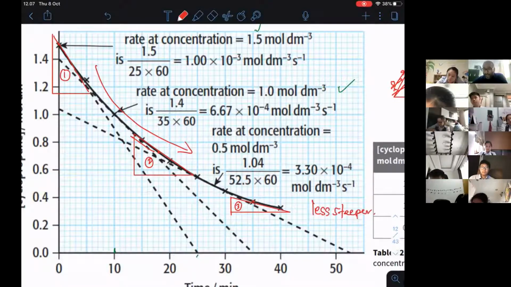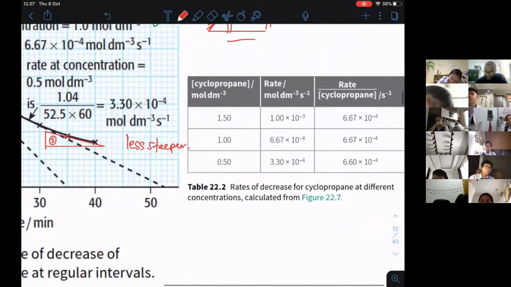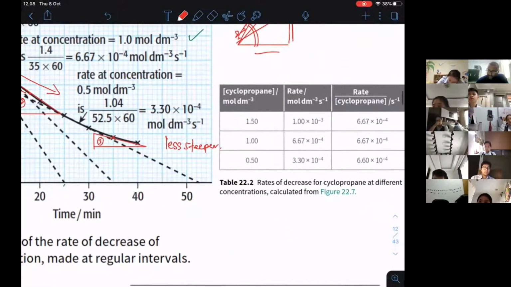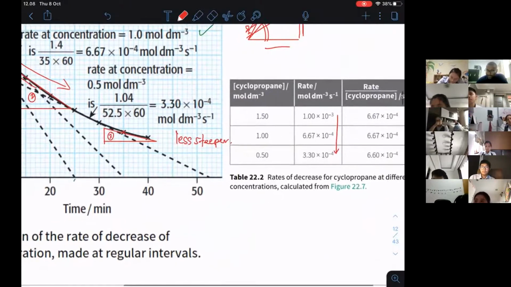So it's getting less steep. If it is getting less steep, it means the rate of reaction is decreasing. You can see here, if you look at the rate over here, just look at the number. The number goes from -3 to -4. Then you see the number here, 6.637 becomes 3.30. So it means the rate is decreasing as the reaction proceeds.